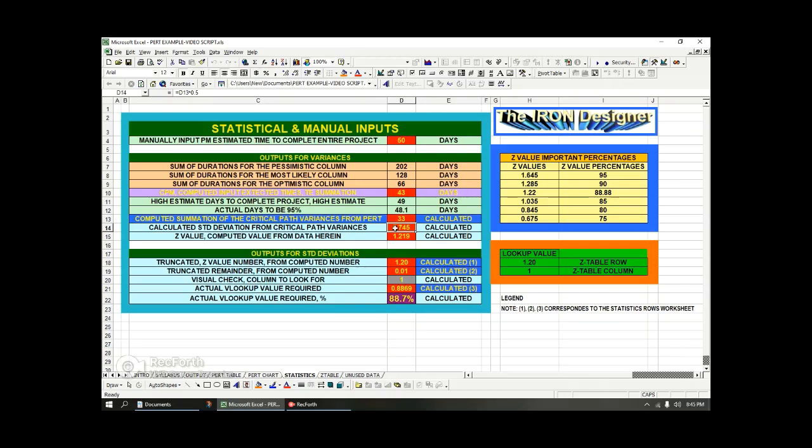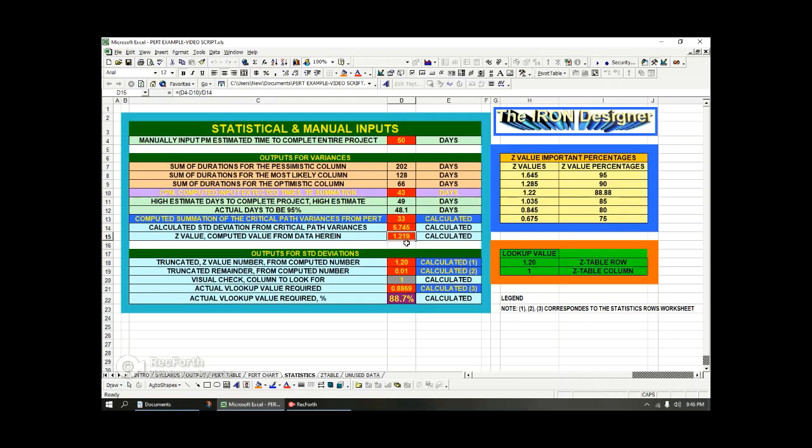33. You take the square root of that. Then you take the difference between the project manager's estimate and the critical path, and you divide it by the calculated standard deviation from the critical path variances, and you come up with your Z value of 1.21. I just lopped off the 9, so I'm only looking at 1.21, and this is the lookup value that is in the Z table.